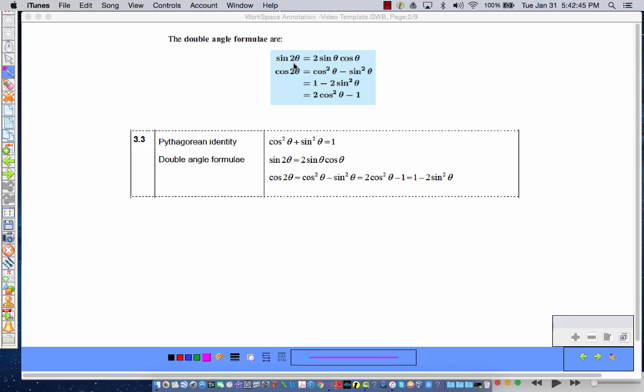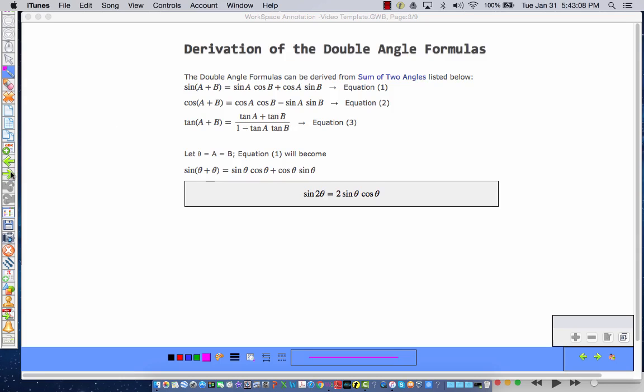So we have sine 2 theta equals 2 sine theta cosine theta, and cosine 2 theta is equal to 3 different things, all of them useful depending upon the situation. Now in class we will talk about why they are true. We'll show you how they are true, with experimentation and of course with proof. But I wanted to put in a derivation here, a proof of why sine 2 theta equals 2 sine theta cosine theta. That's right here.